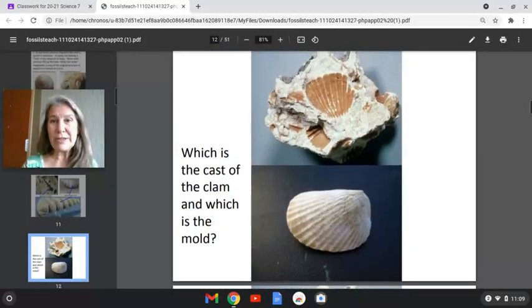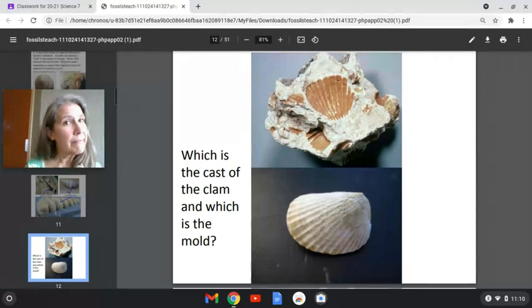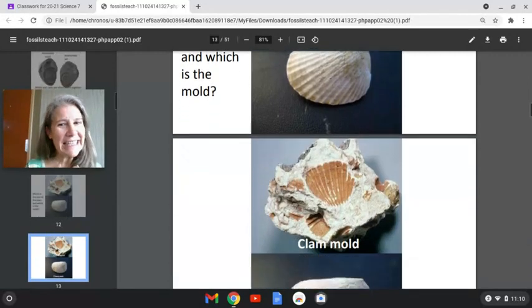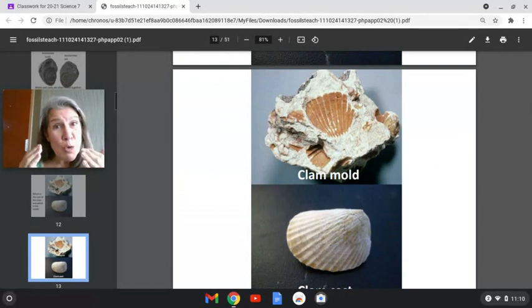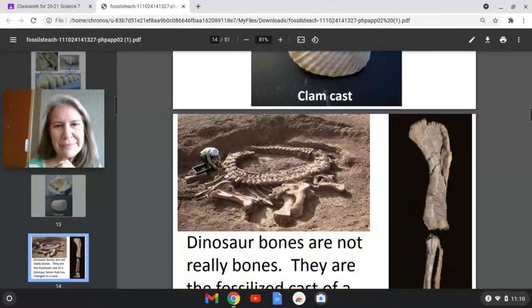All right, so here's your question. Which is the cast of the clam and which is the mold? What do you think? Let's see if you got it right. The clam mold was on the top, and the clam cast was on the bottom because it was the whole entire part there, like 3D. I think of a cast as being 3D.